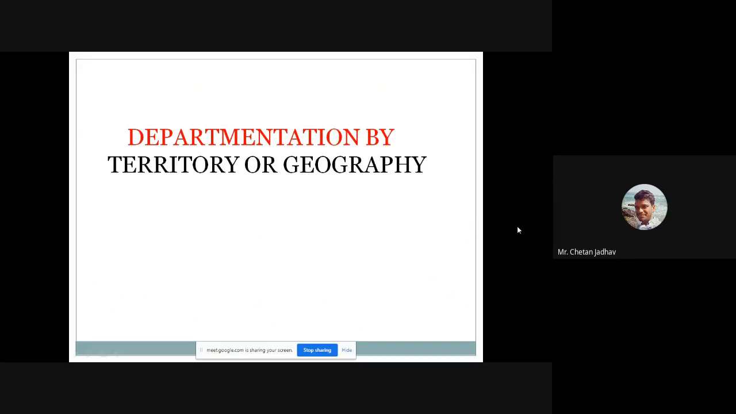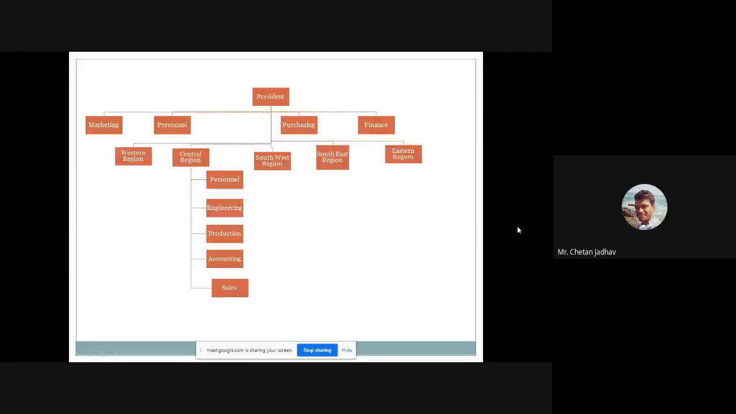So second, departmentation by territory or geography. Okay, so this is also very important. As per our previous discussion, we can divide this type of departmentation region wise. First, the president, the owner of any organization, will divide the main core committee of that organization for handling each different department like finance, purchasing, personnel, and marketing.